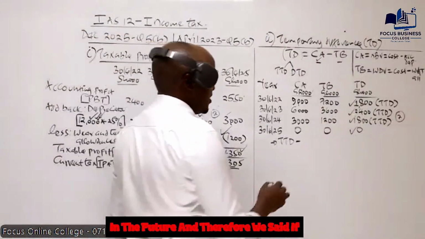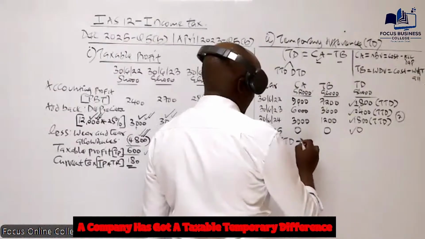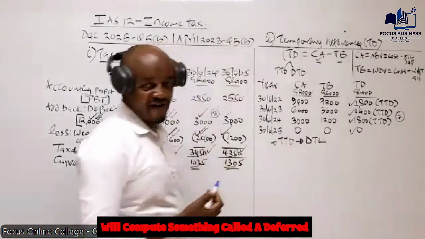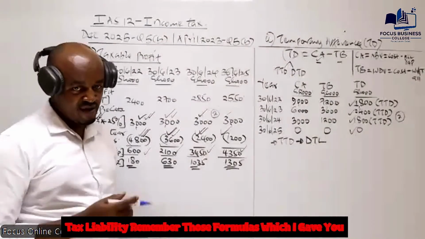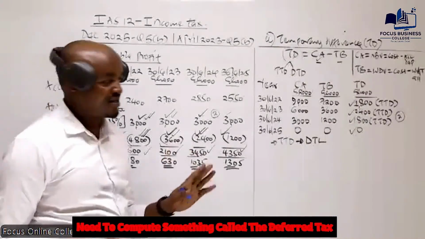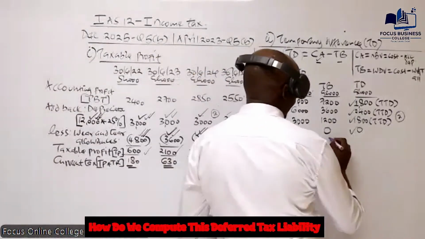And therefore, we said if a company has got a taxable temporary difference, then such a company will compute something called a deferred tax liability. Remember those formulas which I gave you. The company needs to compute the deferred tax liability. How do we compute this deferred tax liability?